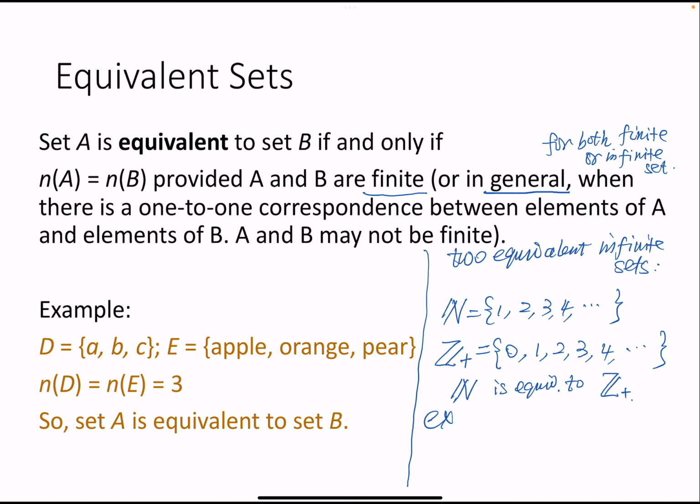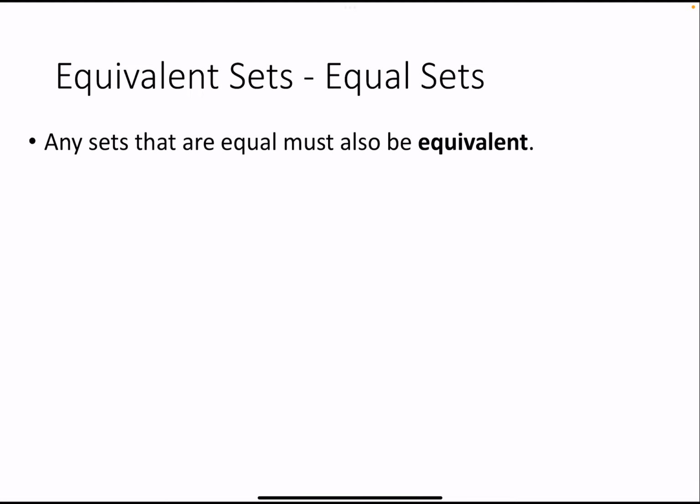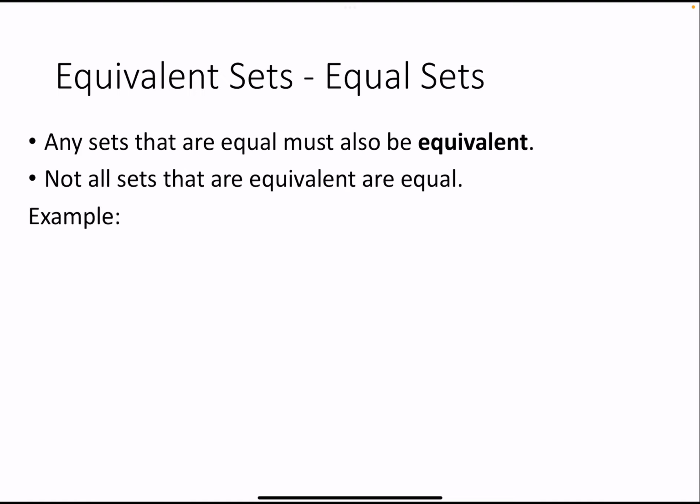Another example is, let's say, N is not equivalent to the set R of real numbers. Okay. Because you cannot find a one-to-one correspondence between elements in N and elements in R. So I want to quickly talk about that. Equivalent sets and equal sets are two different concepts. Okay.